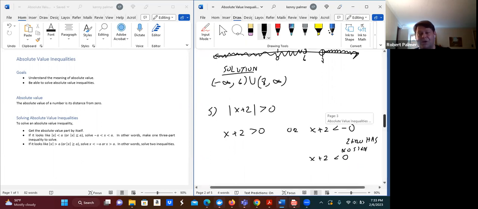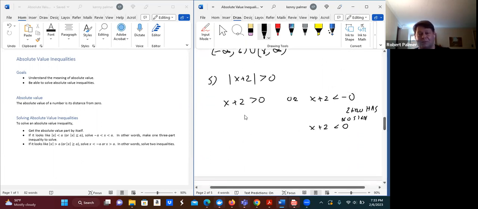And notice these are two different inequalities. They're not the same one, so we solve each one. Subtract 2 from both sides: x is greater than -2. Now over here, subtract 2 from both sides: x is less than -2.